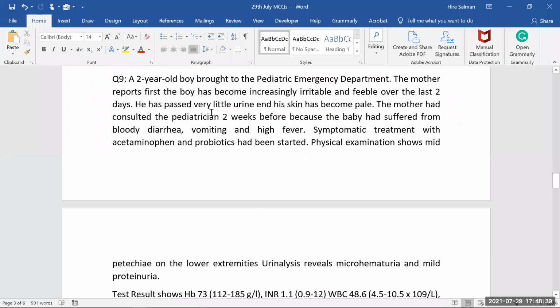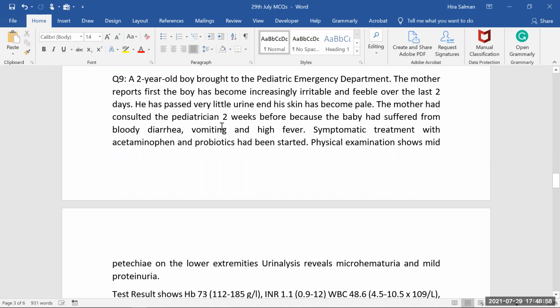Here the question is saying a 2-year-old boy brought to the pediatric emergency department. The mother reports first the boy has become increasingly irritable, and then fever over the last 2 days. He has passed very little urine, so renal compromise, renal insufficiency, and his skin has become pale.